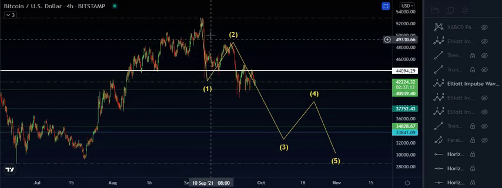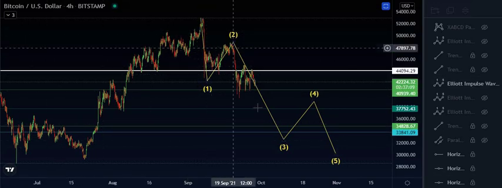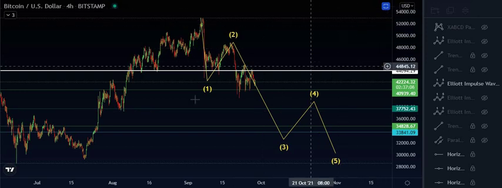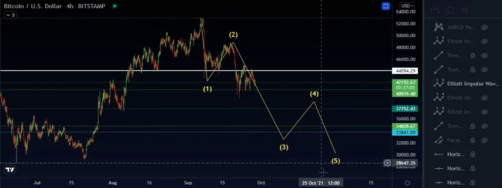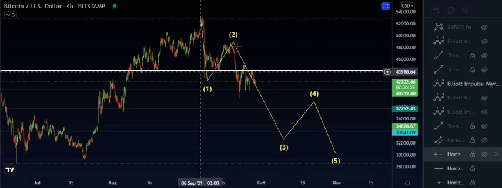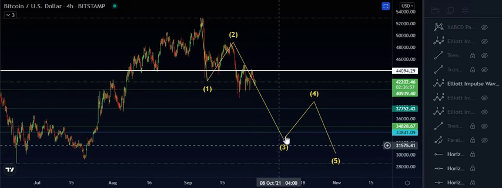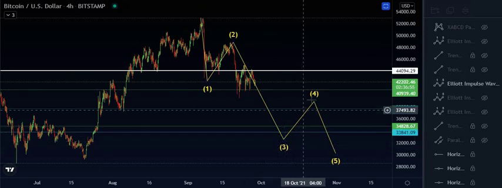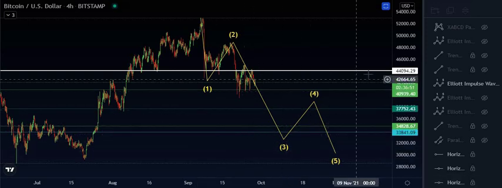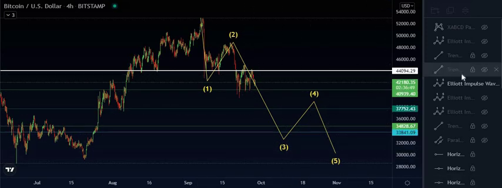So if it's a leading diagonal, that means we might either get a 3-wave continue, move to the downside, then continue higher. But do not pull out the possibility that this can also be a 5-wave move to the downside. So we can count this as wave 1, wave 2, and wave 3 is still in play. We come down, wave 4, and then come down for wave 5. However, I am not leaning this way, guys, and I'll tell you why in a couple of minutes.